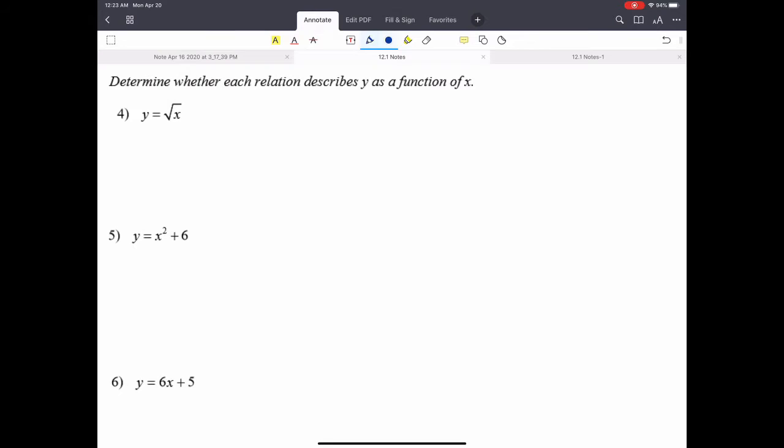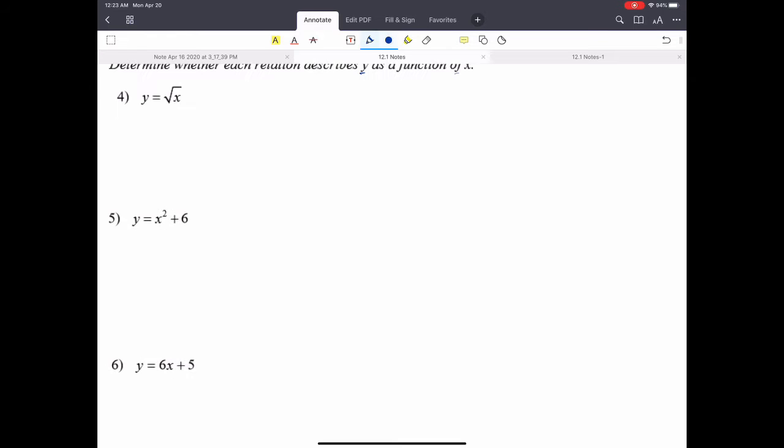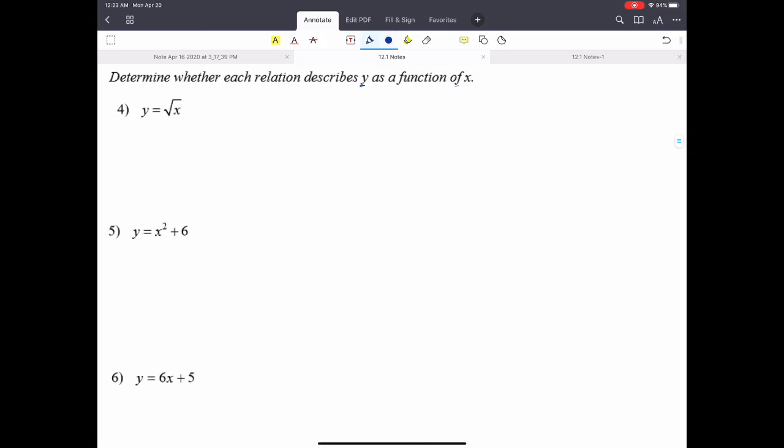This part right here says determine whether each relation describes y as a function of x. And if we look at this as a function of x, we have to be kind of careful with this one, because x has to be greater than or equal to 0. So we're stuck with that. I know we've talked about imaginary numbers where we can have the square root of -1 and all that, but the answer to that is an i, which is not a real number.